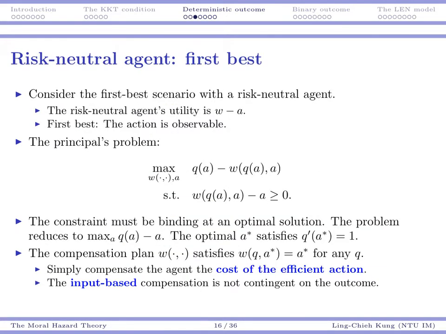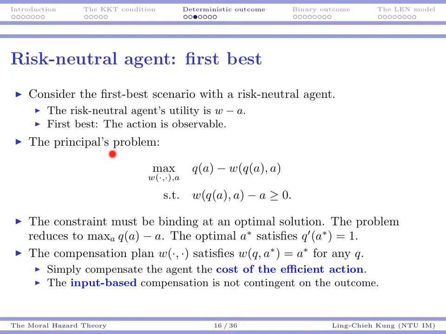And now let's consider a few scenarios. First, let's consider the first best scenario with a risk neutral agent. The risk neutral agent's utility is W minus A, and the first best means that the action is observable. We want to first do this because later we're going to see whether that hidden action creates a problem.